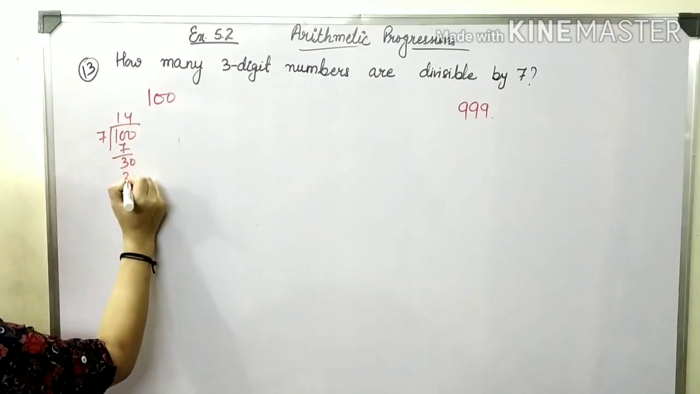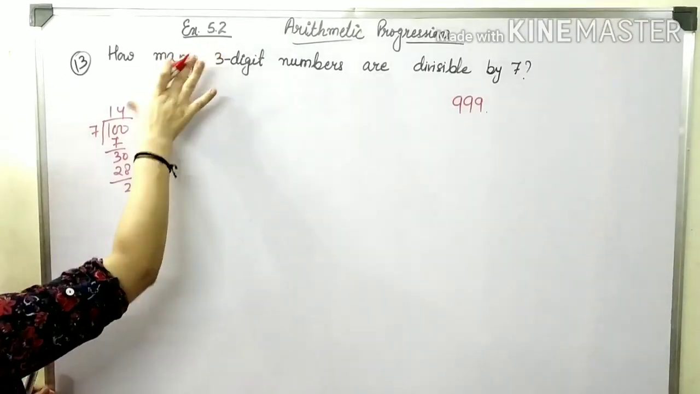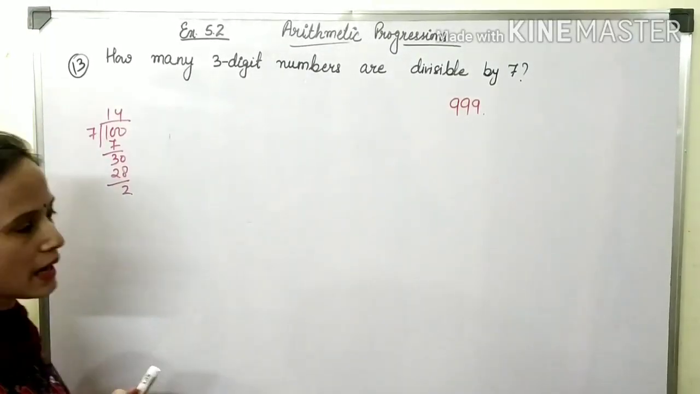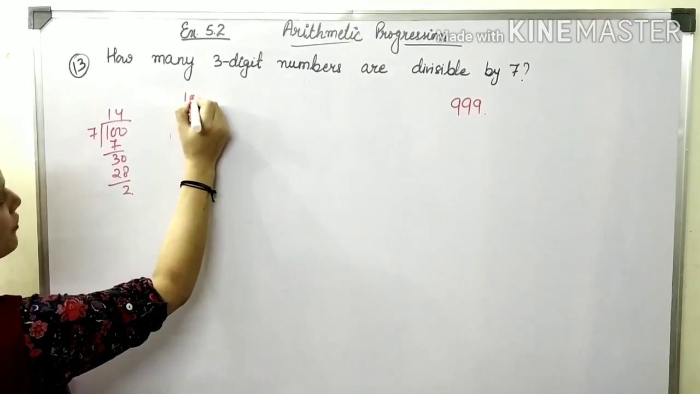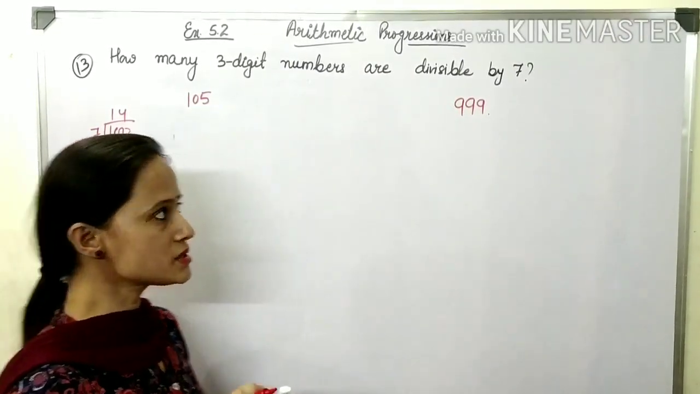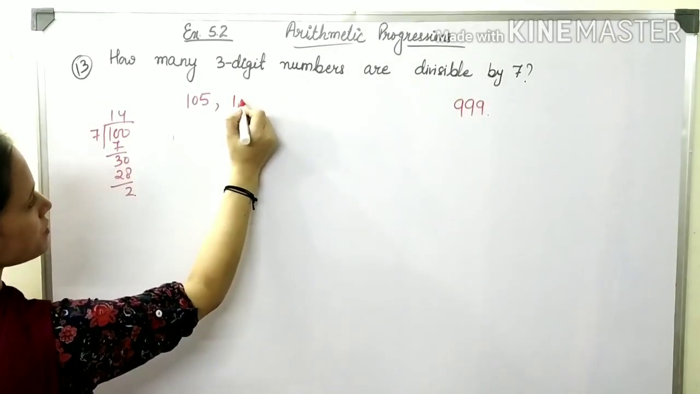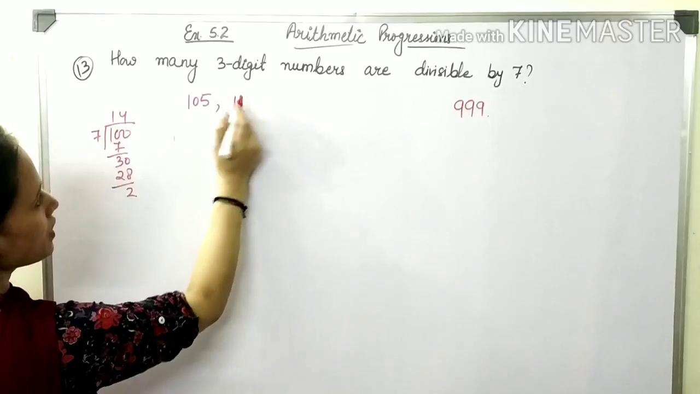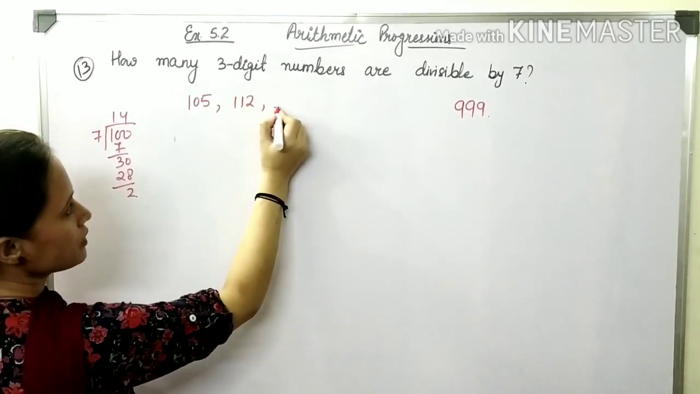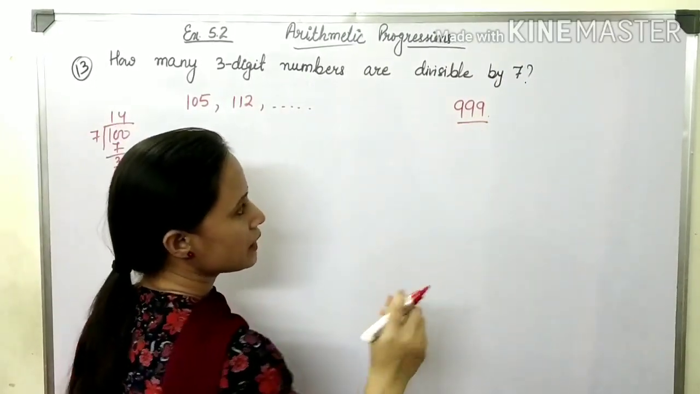So as you can see here, this is not completely divisible. So this cannot be my first term of the given list of numbers. You will keep on trying and you will find that 105 is the first number which is divisible by 7. And since the numbers we have to choose should be divisible by 7, the next term will be 105 plus 7, that is 112, and so on. You have got the first two terms. Now we need the last term.